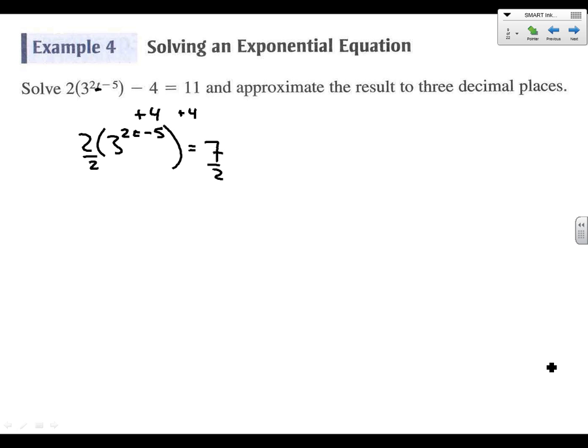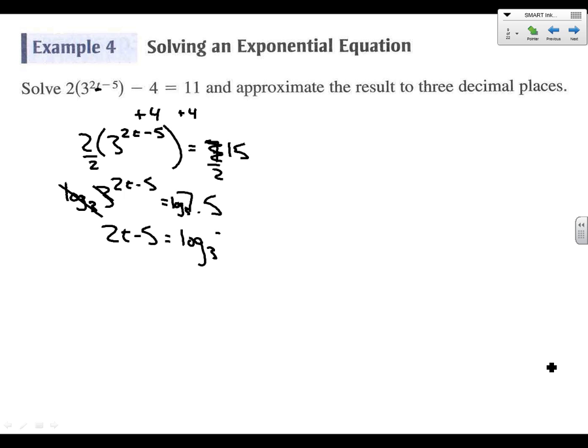And so we're going to get 3 to the 2t minus 5 equals, plus 4 is not 7, it's 15. 15 over 2 is 7.5. All right, we want that t out of there. How do we get rid of the 3? We need to do log base 3. And if we do it on the left, we do it on the right. So the log base 3 and the 3 cancel. We're left with 2t minus 5 equals log base 3 of 7.5.